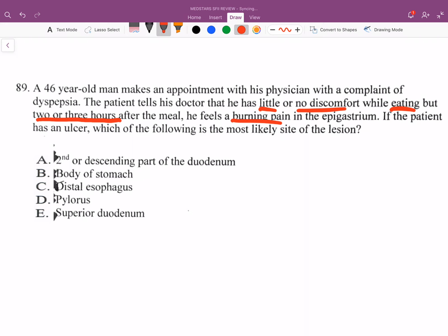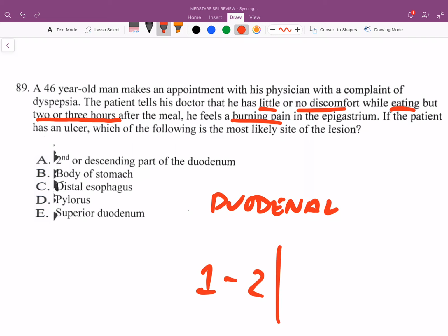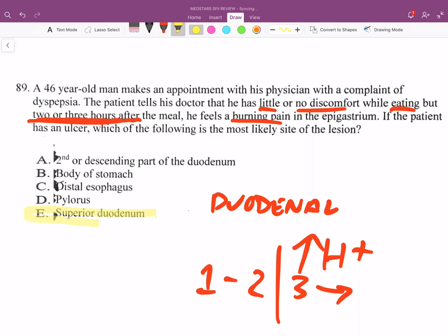Where is the ulcer? Well, what ulcer did we say is relieved by eating? We said that duodenal ulcers are relieved by eating meals, which is why people who have duodenal ulcers eat all the time, because after you eat, 1 to 2 hours after that, you'll have the lowest acid concentration in your GI. After the 1 to 2 hours is up, then from three hours on, your acid secretion, your acid concentration, starts to go up really high. What's following that time frame is this scenario right here, right? So that means he must have a duodenal ulcer. And duodenal ulcers tend to be in the first part of the duodenum, which can also be called the superior duodenum. That's the answer.